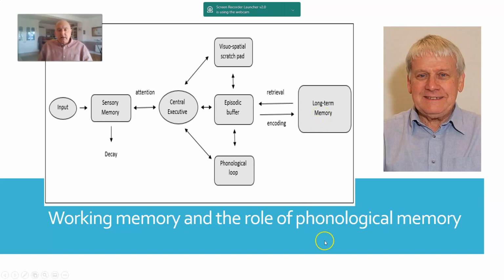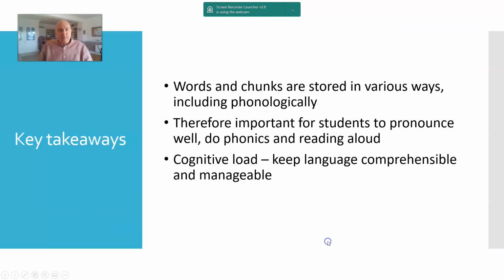So that's just a little bit of background there on the importance of phonics, phonology, and long-term memory. We know from the models of working memory that words and chunks are stored in various ways, including phonologically. Therefore, it's important to sum up that students can pronounce well, hence the stress on phonics and reading aloud.